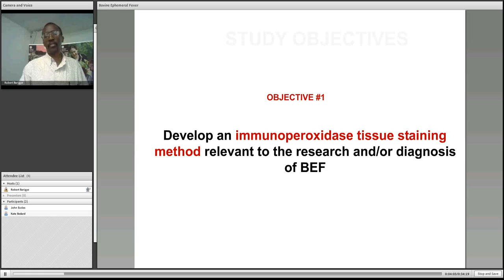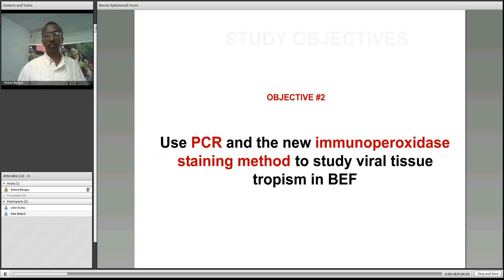So that was our objective number one. And this technique has potential for application in research into this disease. And in the future, of course, it can be developed and further enhanced for diagnostics of bovine ephemeral fever. Objective number two was having now standardized this technique, use it alongside polymerase chain reaction, which the Berrimah Vet Lab is already using so efficiently, and study the viral tropism. So we've used these two techniques to study the distribution of the virus in different places.